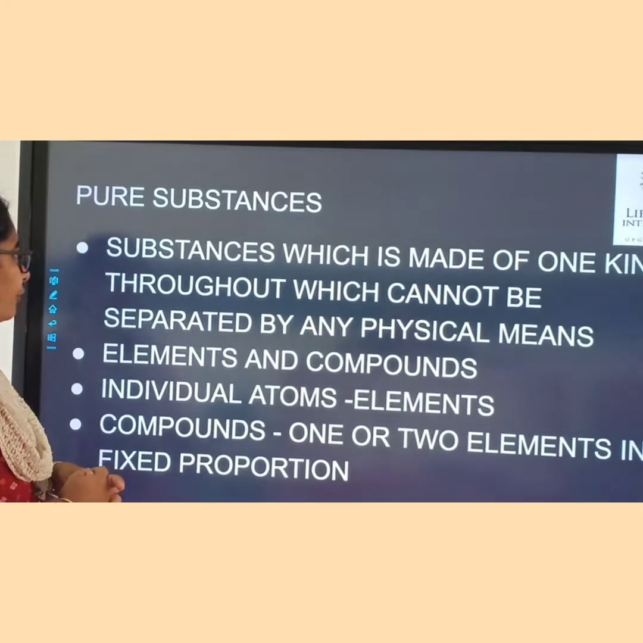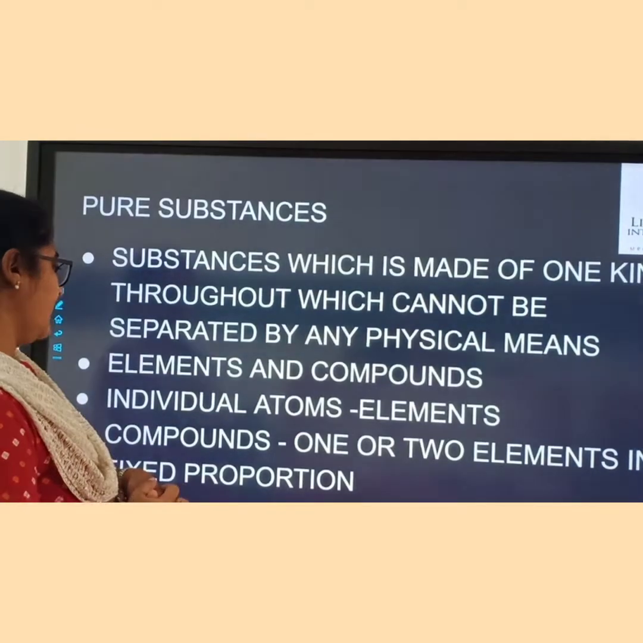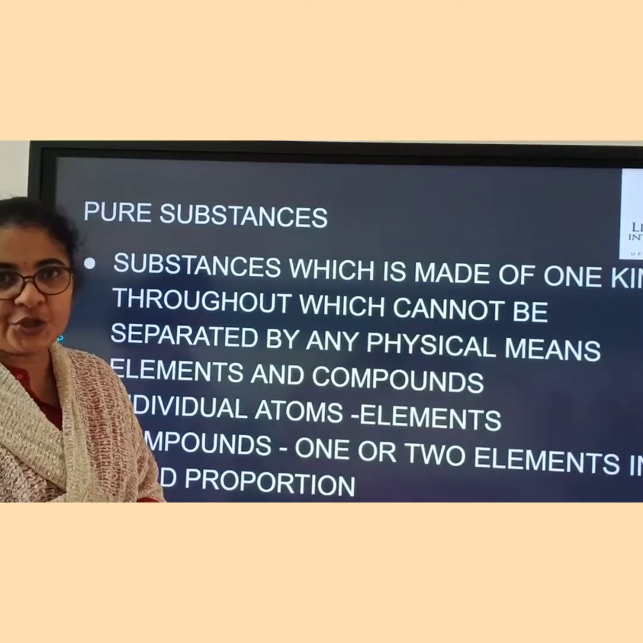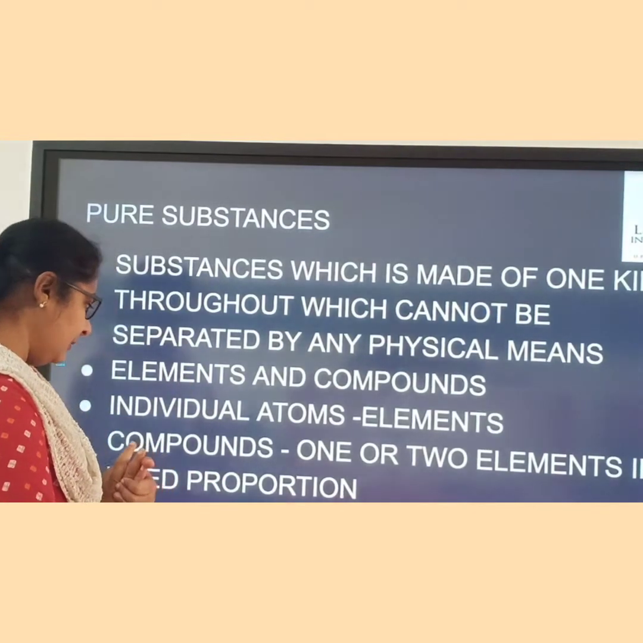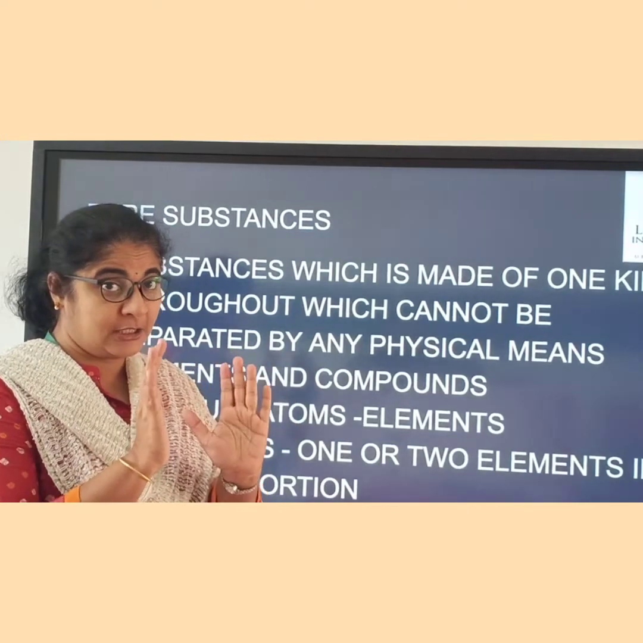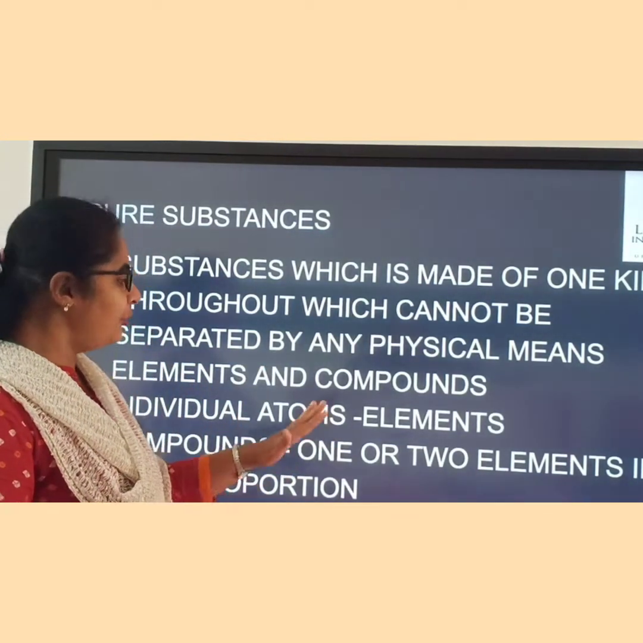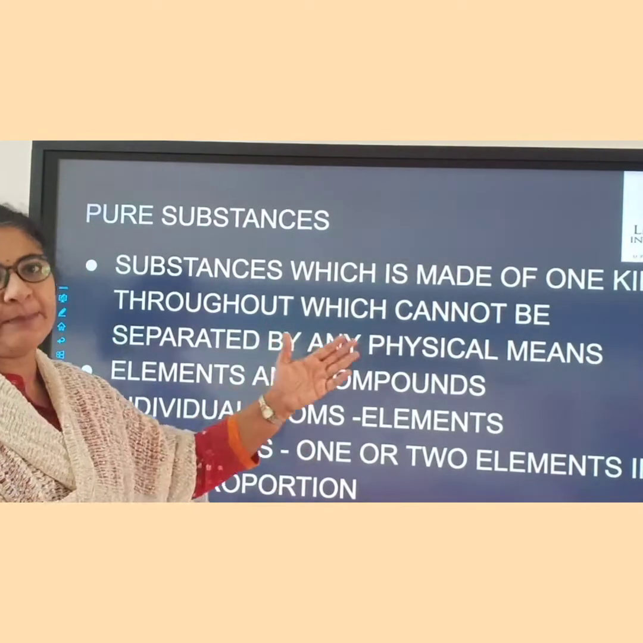Examples of pure substances are elements and compounds. Elements are made up of individual atoms. These are all things which are a recap of what we did last year. Compounds are two or more elements in fixed proportions. Now these are pure substances because they are made up of one type.